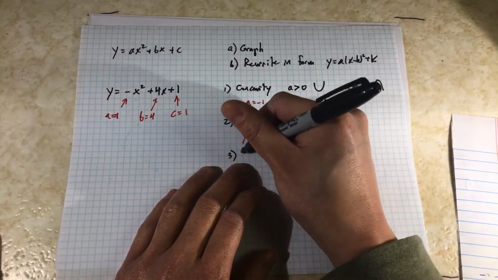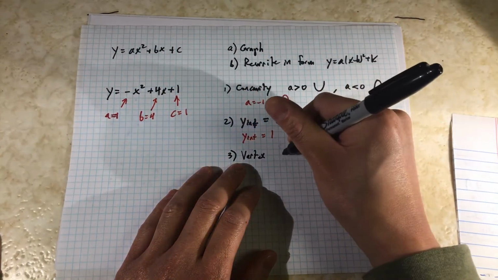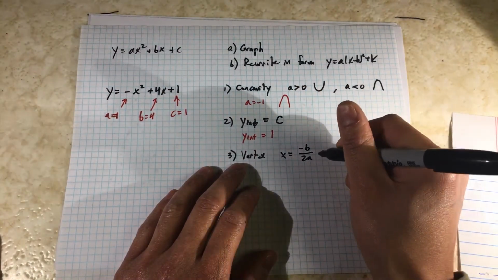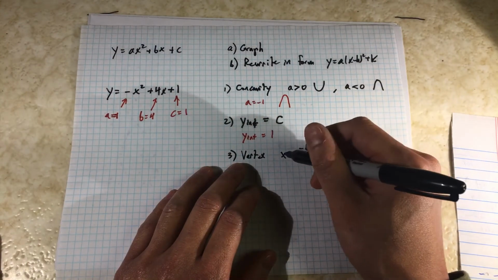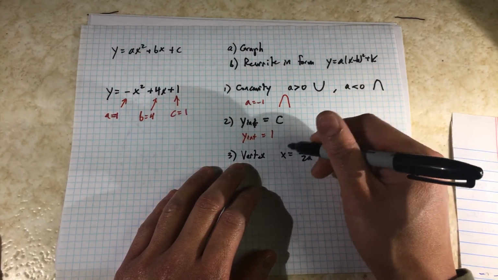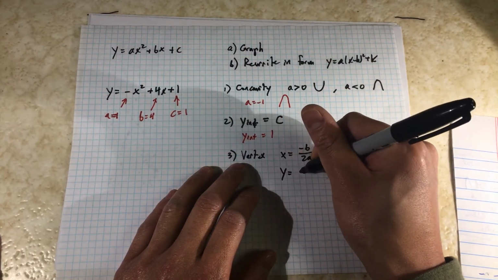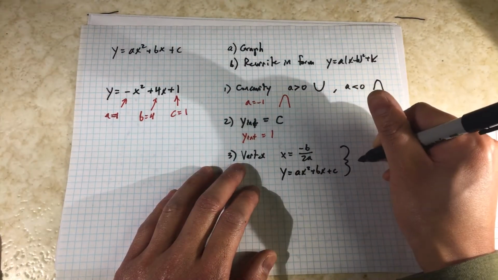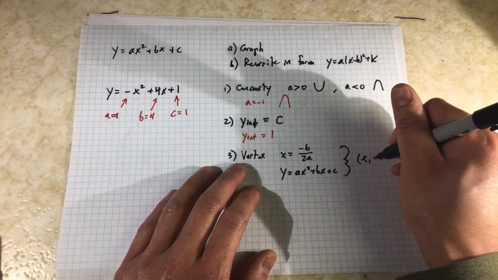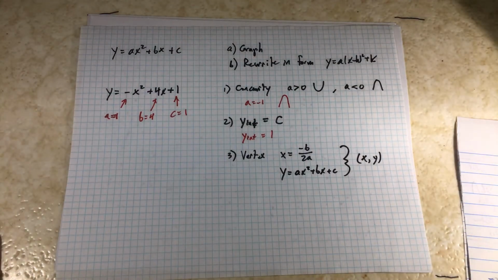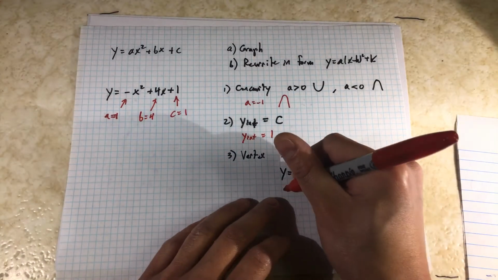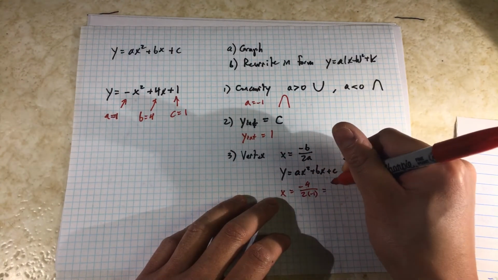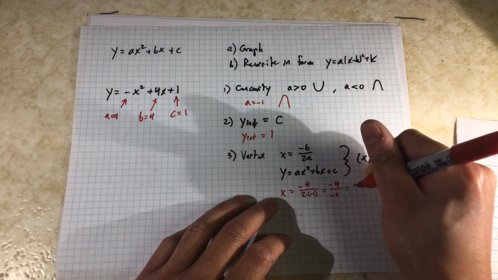Number 3 is to find the vertex. So there's a vertex equation, which is x equals -b over 2a. So what you do is you plug in b and a into this to figure out the x quantity of the vertex, and then you take that number and you plug it back into this equation to find the y. So you put those together and you get some coordinate for the vertex (x, y). So if we do that in our case, x is equal to negative 4 over 2 times negative 1, which is negative 4 over negative 2, which is just positive 2.